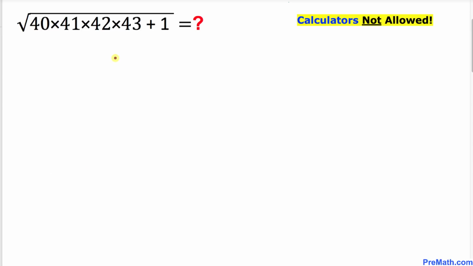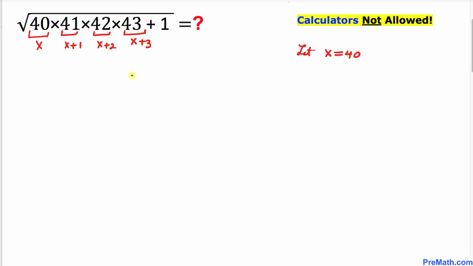So let's go ahead and get started with the solution, and here's the very first thing we are going to do. Let me go ahead and call this 40 an x. So let's suppose that x equals 40, then this 41 is going to become x plus 1, 42 is going to become x plus 2, and 43 could be written as x plus 3.